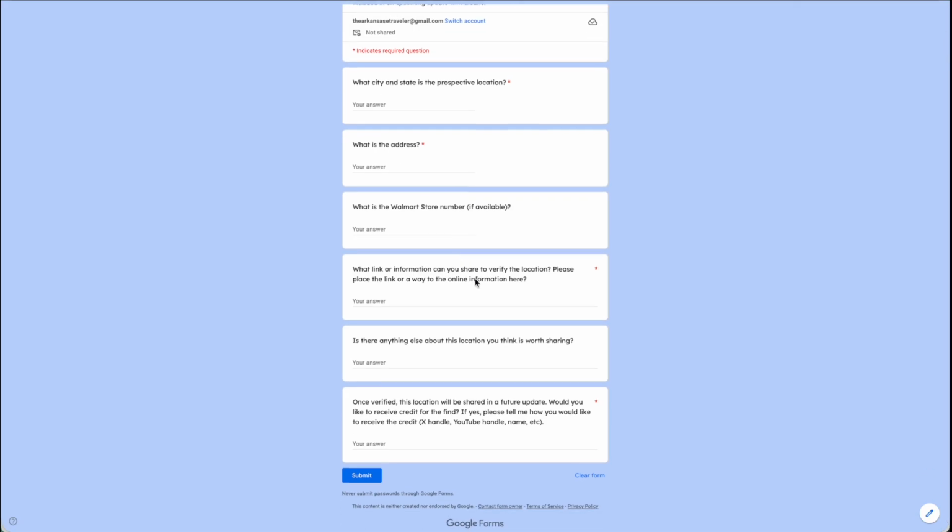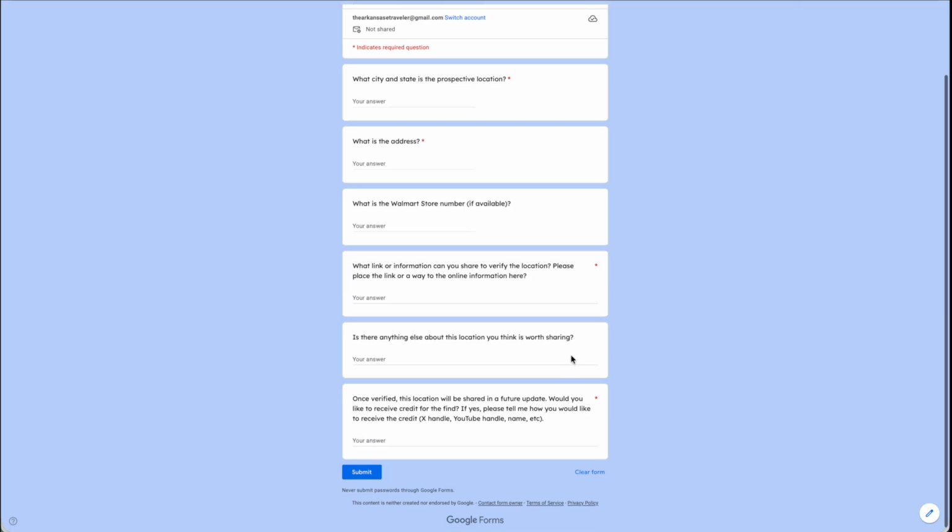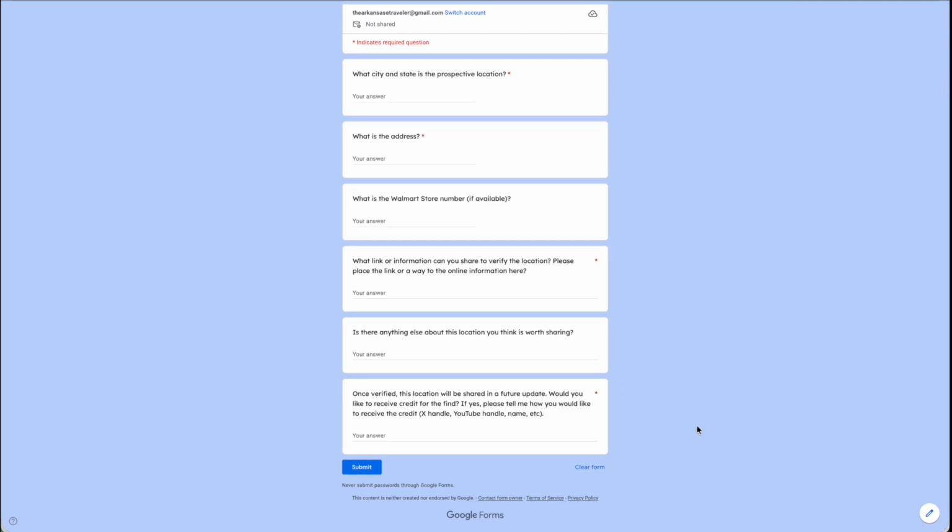What link or information can you share to verify the location? I need to go find and see with my own eyes and verify the information that you're trying to share. It's just me doing my homework, making sure that what I share is accurate. Is there anything else that I need to know about this location? What do you think is worth sharing? Go ahead and put that in this question second from the bottom. And then finally, once verified, I would like to share what you have given to me.